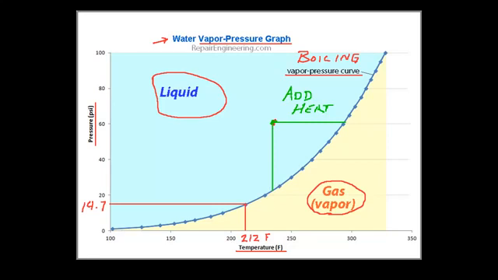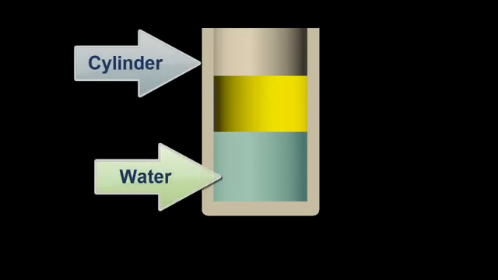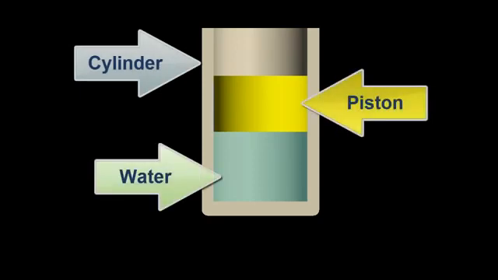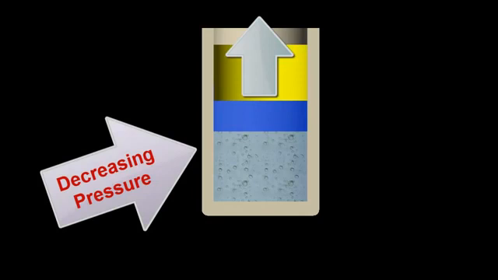Returning again to our earlier animation, we'll see how this process is different from the one that we showed previously. Here we have the same setup that we had earlier, the same cylinder, water, and piston. Except in this example, instead of heating the water, we will actually lower the pressure in the cylinder by pulling upward on the piston, like this. Again, as before, I'll pause the animation midway through the process so that we can see what is happening.